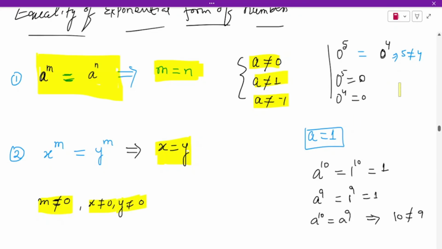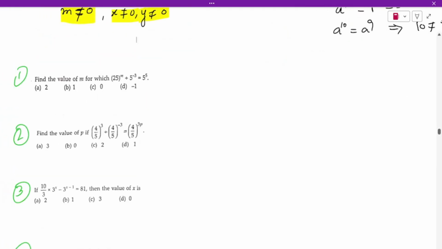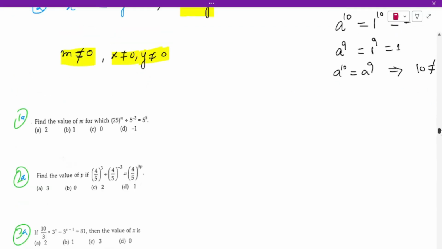So let's try to solve the questions based on this law. So here is the first question. Here I have taken a few questions, so you try to solve them and write down the answers in the comment with the question number. So here this is 1a, this is 2a, this is 3a, and this is 4a. Take the question number, accordingly you can write your answer.